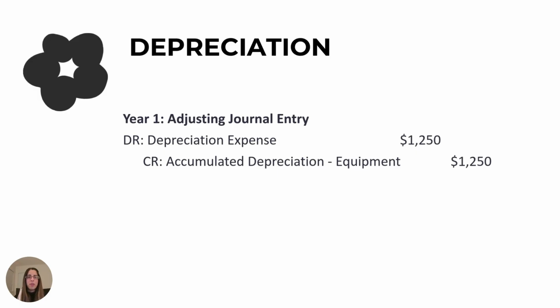So going back to that depreciation expense of 1,250, when we record it at the end of the year, we're going to want to debit depreciation expense for that amount. And then we're going to credit this new account called accumulated depreciation, slash equipment, for $1,250. You can see that we're not crediting the original equipment account. We're going to record it into its own account because we want to keep the original cost separate from the depreciation.